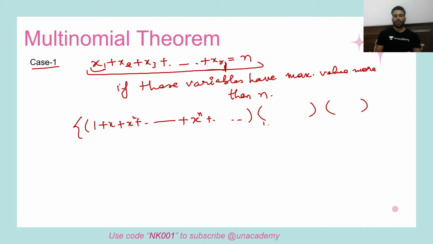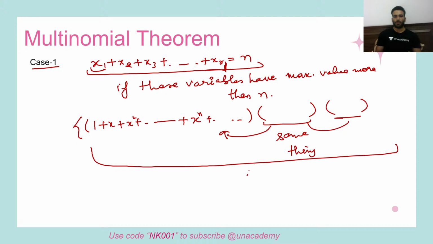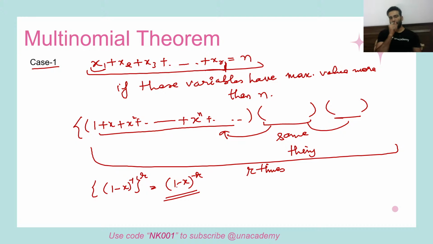Why are we doing it like this? Can anyone tell me the reason? Here also we have the same thing, so we are going to have it r times, because this is for every single variable. So this is 1 minus x raised to minus 1, and you just need to expand this using the binomial theorem. Take the coefficient of x raised to n and you can find the number of ways.